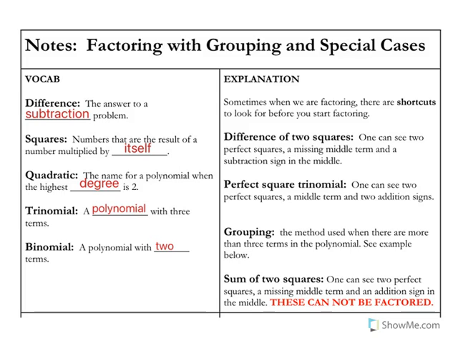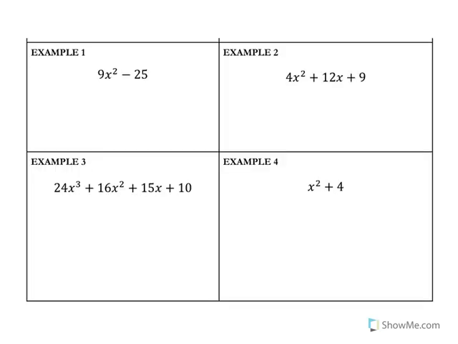Then we've got a perfect square trinomial. That means there's 2 perfect squares, a middle term, and 2 addition signs. So this is all being added. And that can be factored very easily. And finally, we have grouping. Grouping is pretty cool. It's basically what you just were doing when you were doing the swing method. You were basically just finding like factors that were common in sections of the polynomial, and that's what we will do for grouping. So let's look at these examples because it's much easier when you see it.